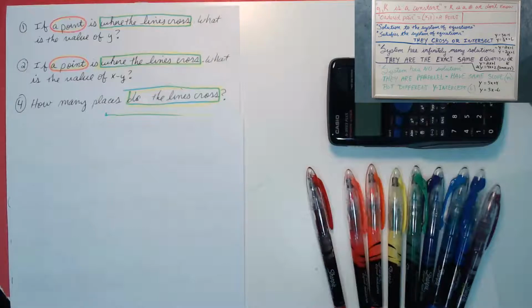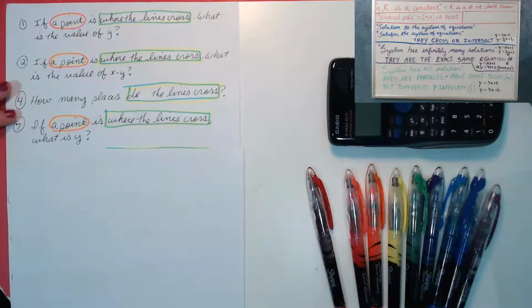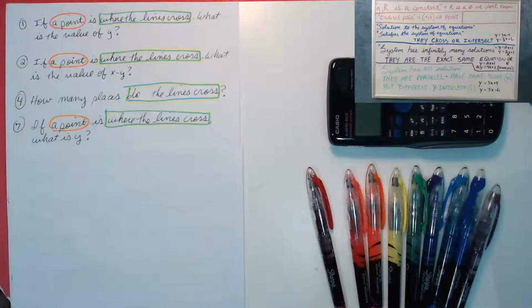Okay, ready for number 7? Next one? Yes. Okay. Katya, are you there? Yes. Okay. Number 7. If the ordered pair satisfies the system of equations above, what is the value of y? If a point is where the lines cross, what is y? So, Katya, you tell me when you're done writing that one down.